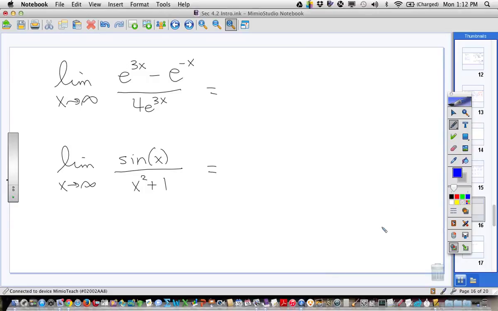So let's do these. And there's going to be a few of these on your homework too. This is mostly what your homework's going to look like, is these x to infinity kind of problems.